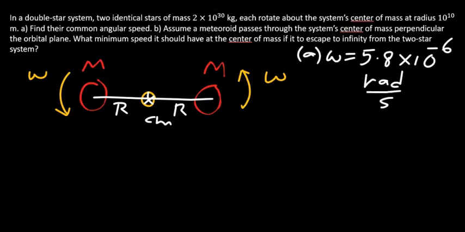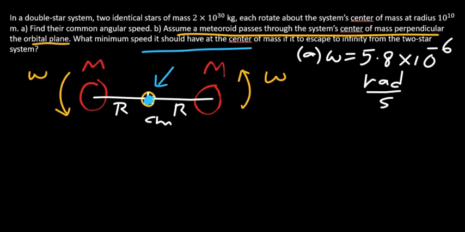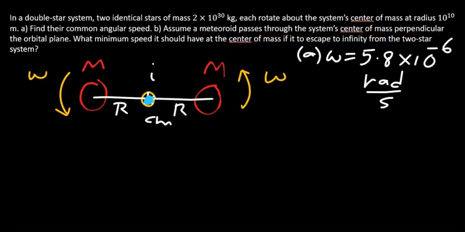Now let's look at the second part. Assume a meteoroid passes through the system's center of mass perpendicular to the orbital plane. So the meteoroid is going through that point coming out of the plane, let's say. What minimum speed should it have at that point, namely at that center of mass point, if it is to escape to infinity from the two-star system? So what that means is that point is the initial point and the final point is at infinity for that meteoroid.